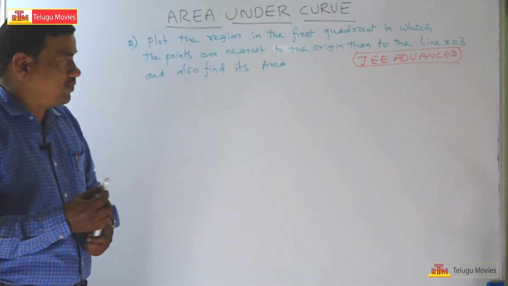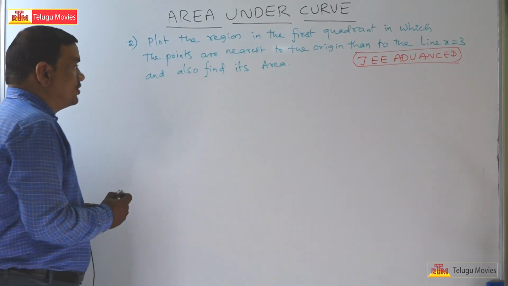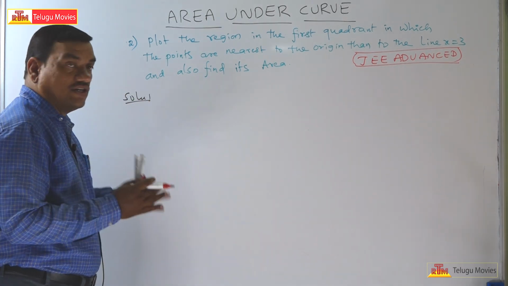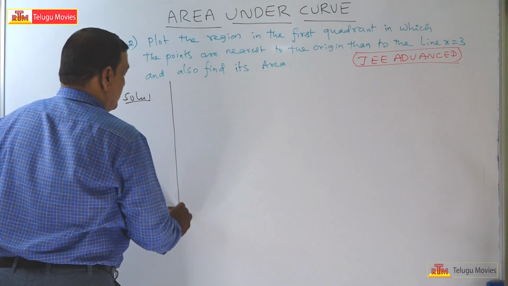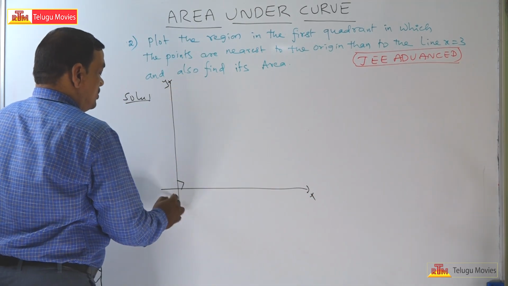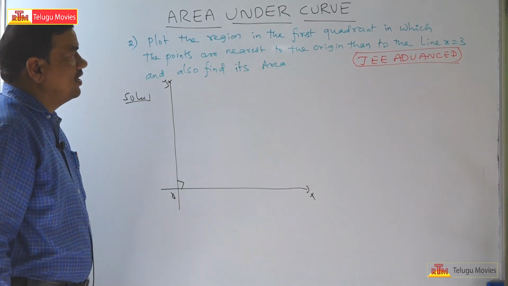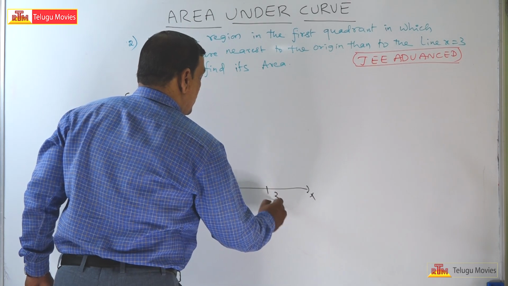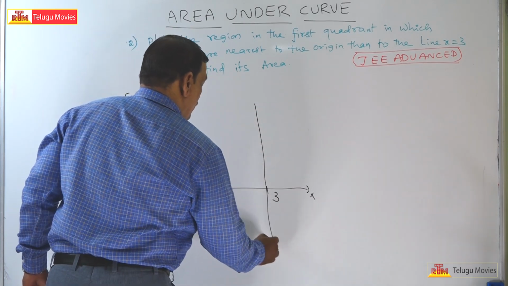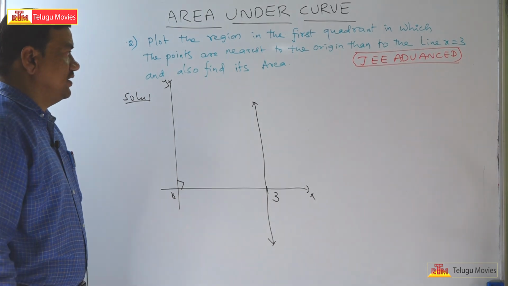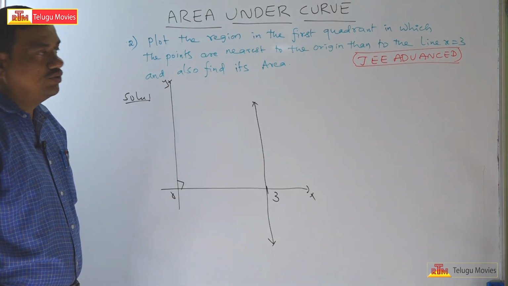Then how to do this problem? Let us see the solution. First concentrate on the first quadrant, so I am taking the x axis and y axis with the origin. This will be the first quadrant, and the line x is equal to 3 will be the first line, the line x is equal to 3.